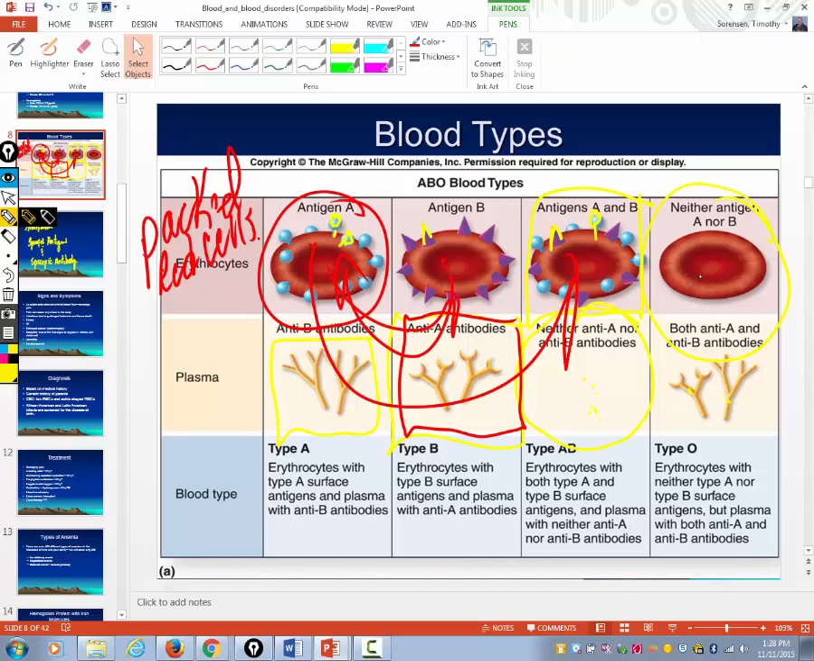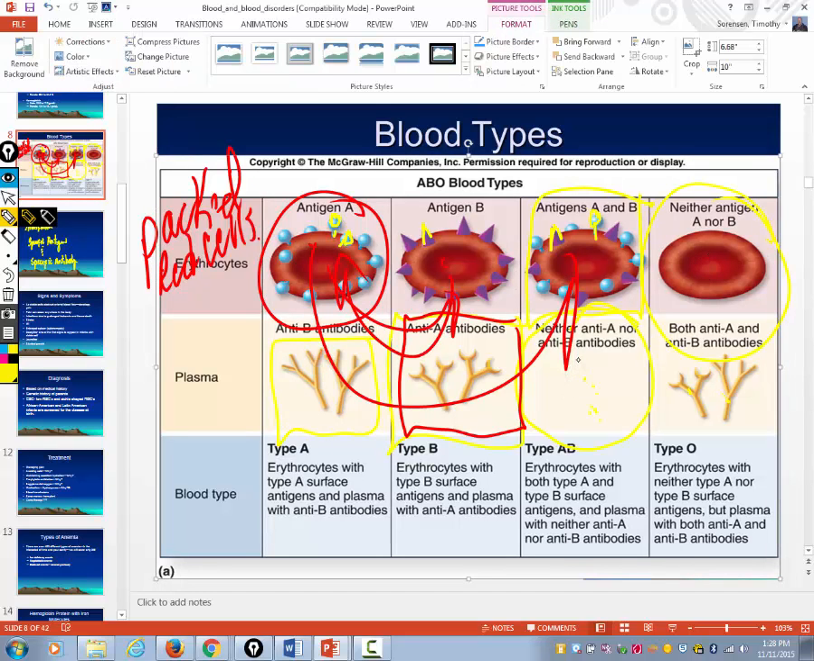Can a person with type AB get O blood? Yes, they can. So this meets both criteria: no antigens and no antibodies. That's why a person with type AB blood is the universal recipient.